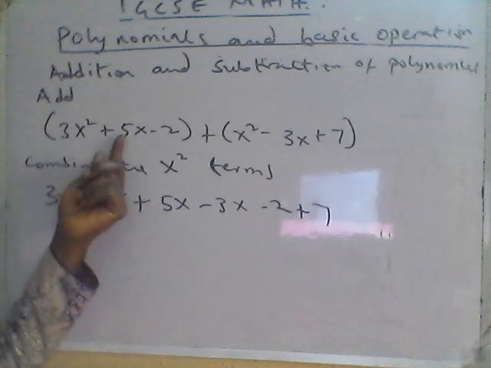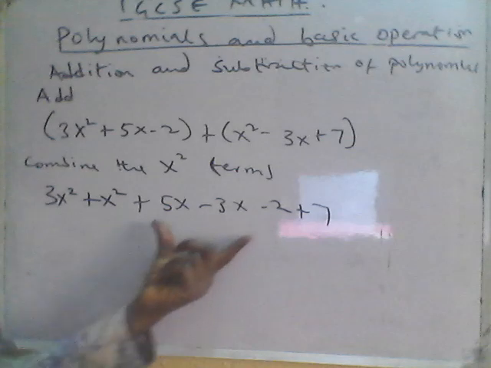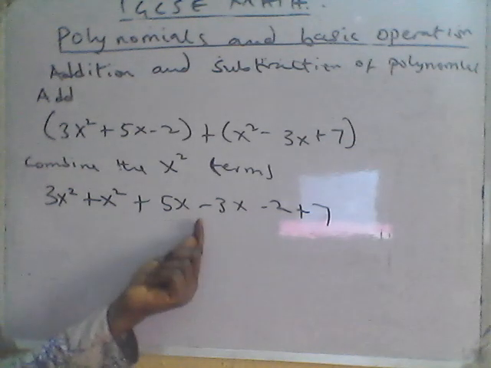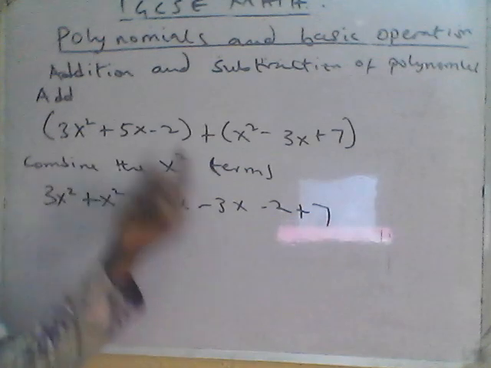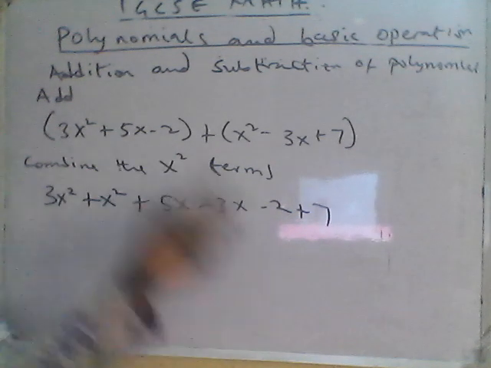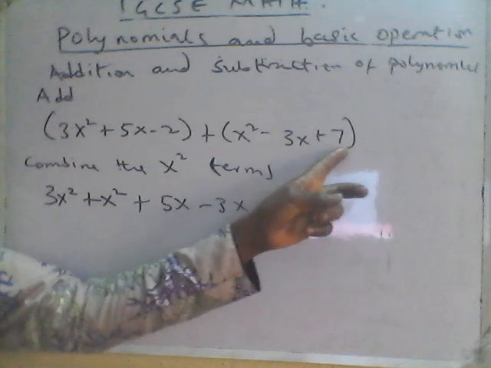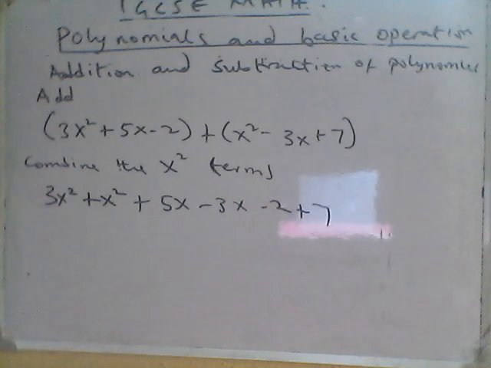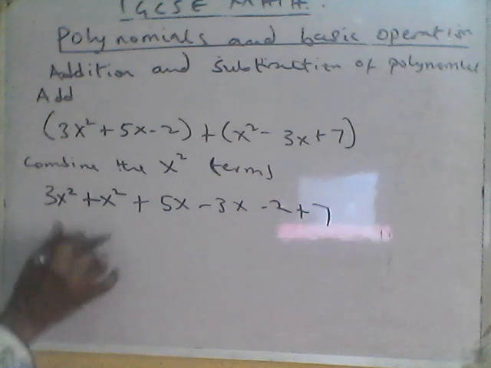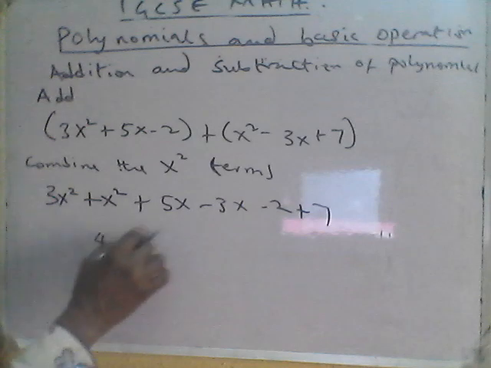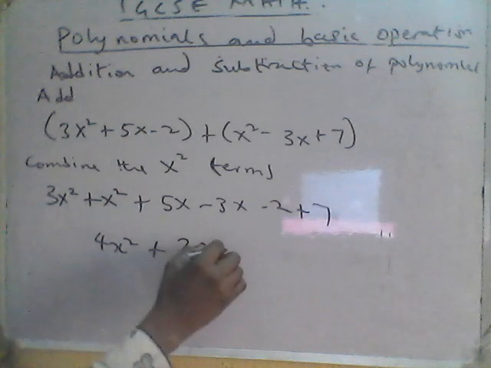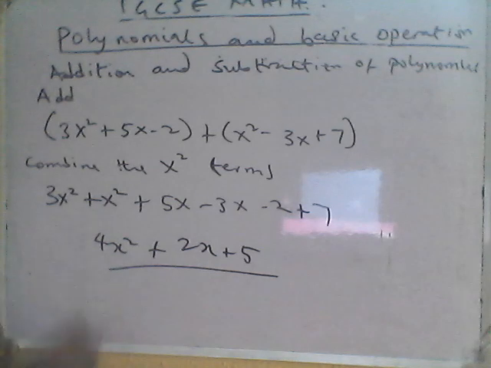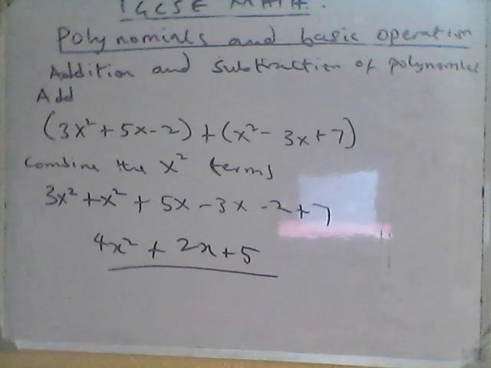I'll combine all the x terms, you understand, with the operations. So the operation before it will also join the numbers or the terms and combine. And also I have the constant term, the minus sign in front of 2 and the plus sign in front of 7. So at this point, I will just combine these two. These two will give me 4x squared, and this one will give me 2x, and this one will give me plus 5. So this is the final answer for this addition. 4x squared plus 2x plus 5.